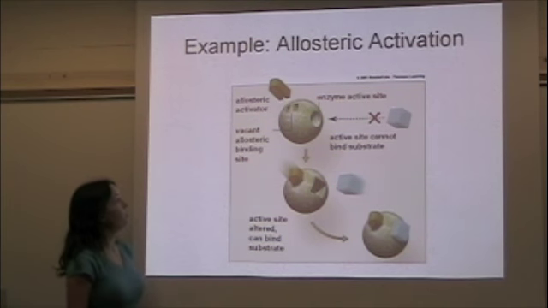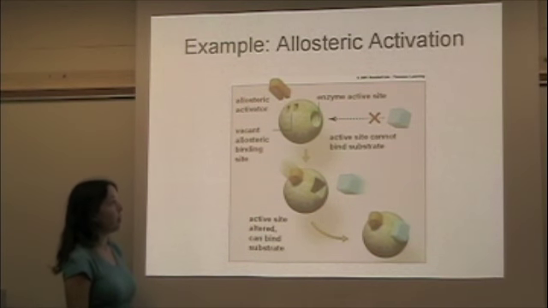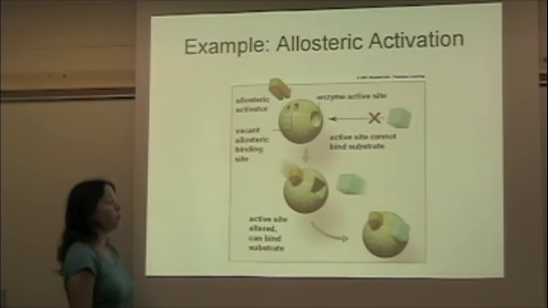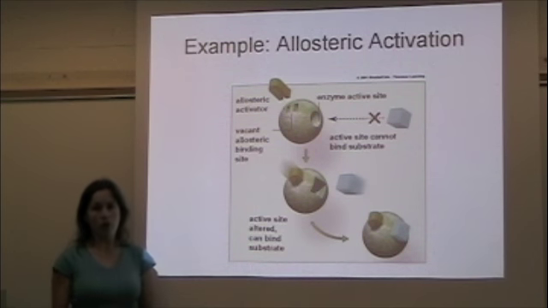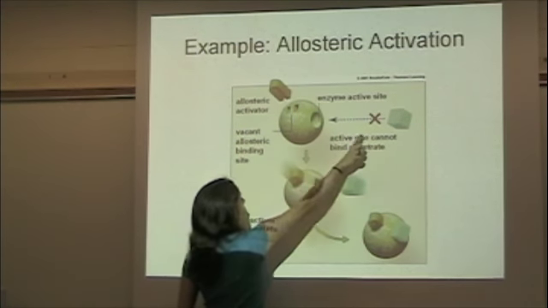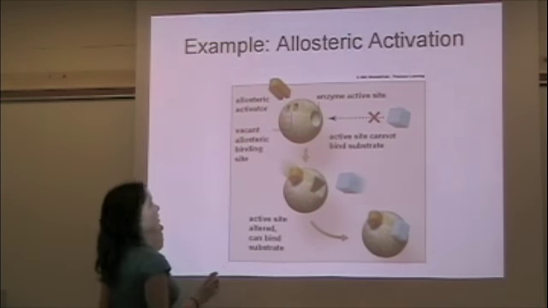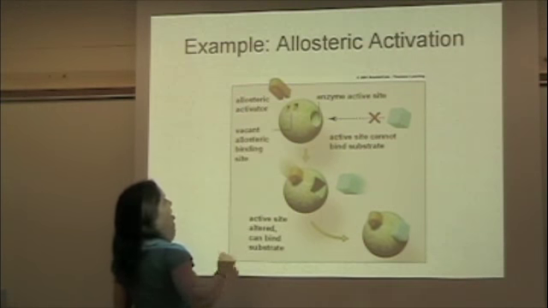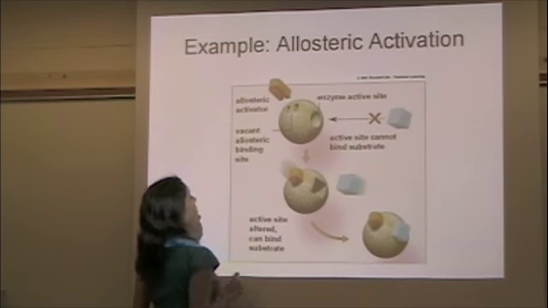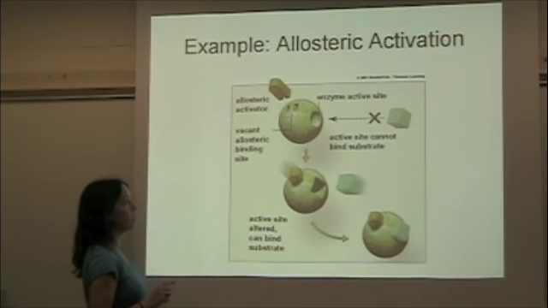Okay, so this is one example called allosteric activation, where the allosteric regulator turns the enzyme on. So normally the enzyme is off. You can see here's the active site. It's circular in shape. It's not going to bind the square substrate. Here's the allosteric activator. It looks sort of like a horseshoe, and it has a different area on the enzyme where it can bind called the allosteric site.